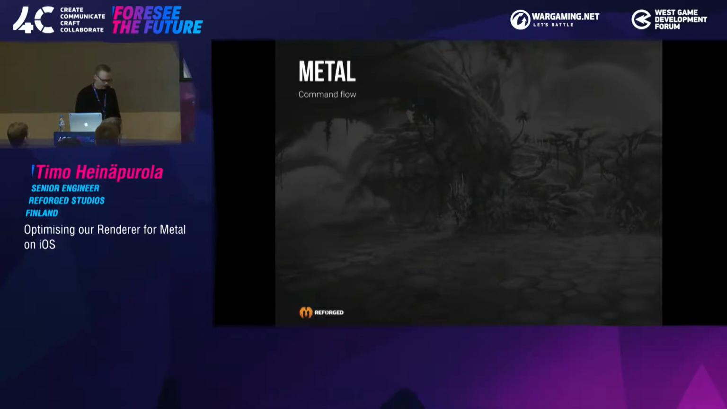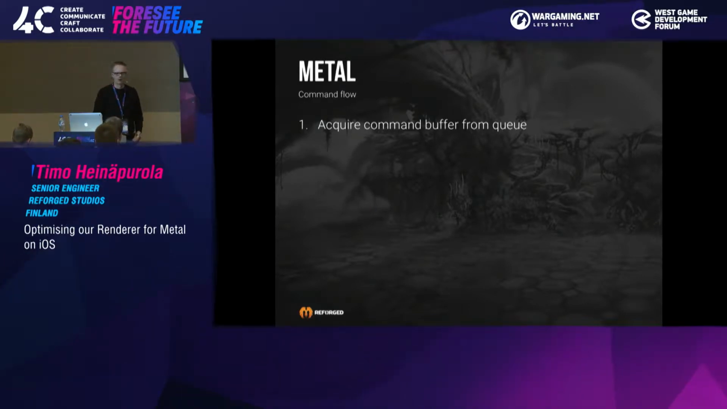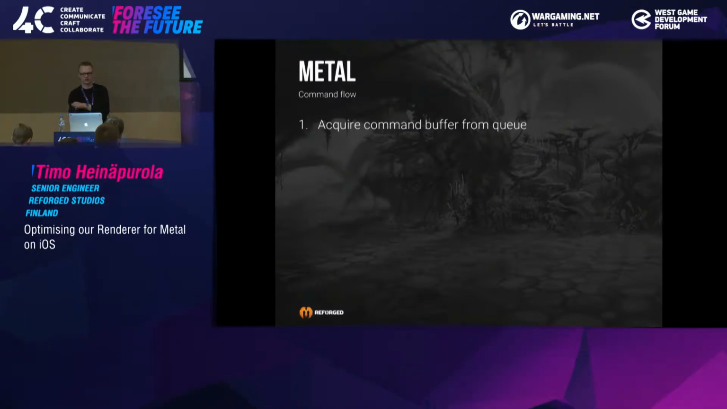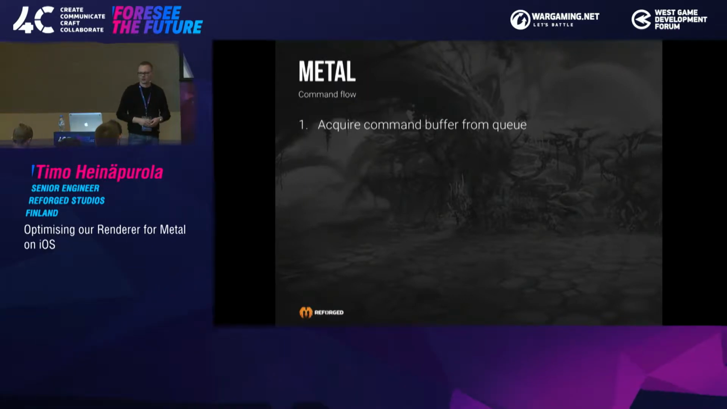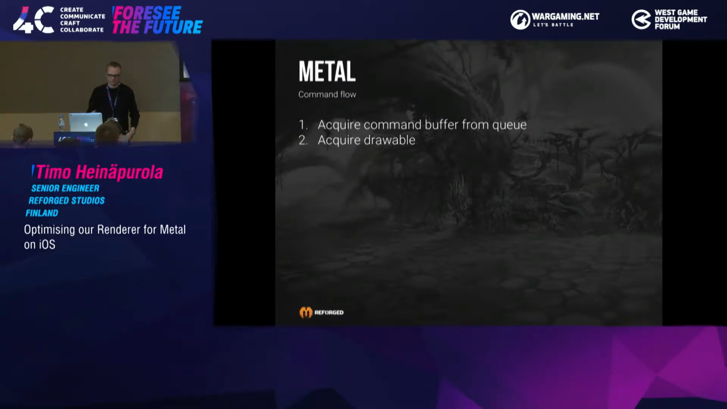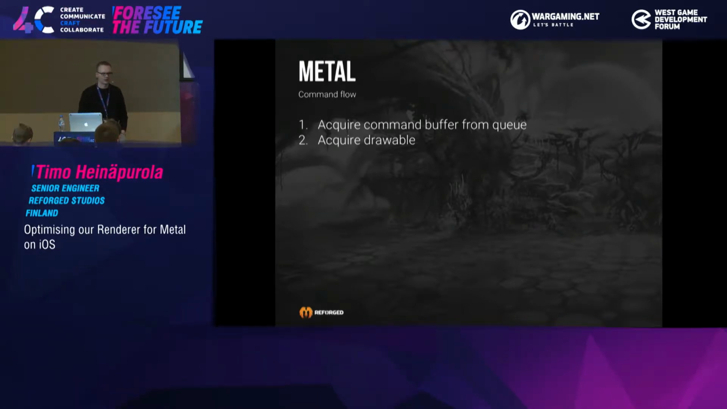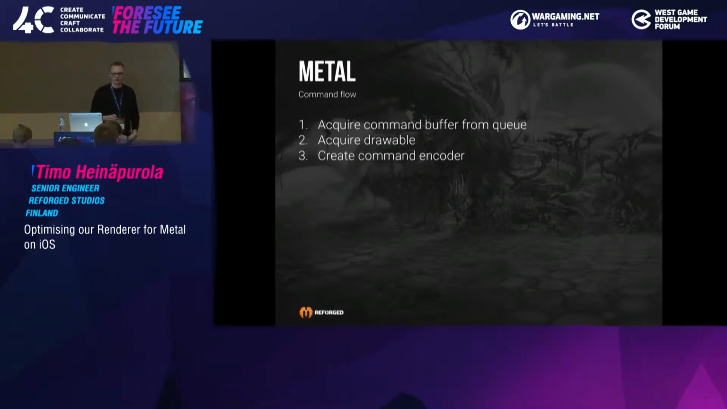So the Metal command flow starts by acquiring a command buffer. A command buffer is the construct that contains all the individual commands that are going to be executed on the GPU, and the queue is responsible for ordering the execution of these command buffers. Then the next thing you do is you acquire a drawable. And it's really important to acquire the drawable as late as possible, because you have only a limited amount of drawables, and they will be locked as long as there are outstanding operations on the GPU targeting those drawables. Then you create your command encoder, which is responsible for encoding your draw calls.